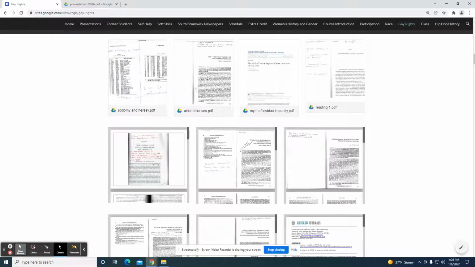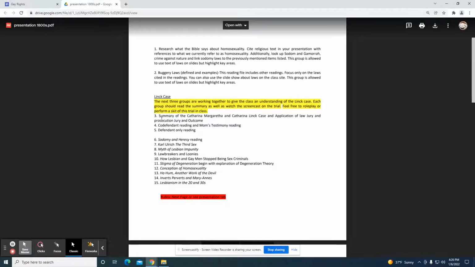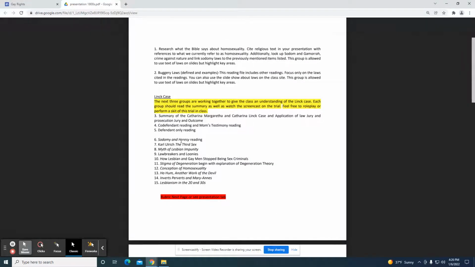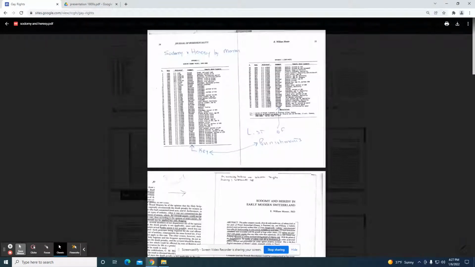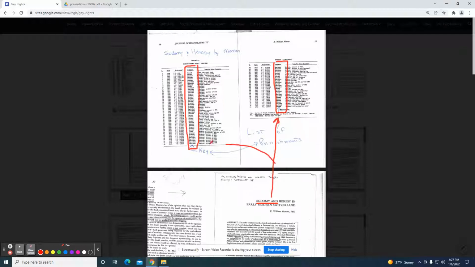Everybody else is going to have this series of readings, so these are in order using the directions. So what do we have here? Sodomy and heresy. We see this reading. If you're given this reading, you definitely want to use the data that is here, especially this section right here, which must be addressed. You want to probably define these terms, because if you're violating the sodomy laws, then this becomes your punishment, and that's going to be key for your presentation.